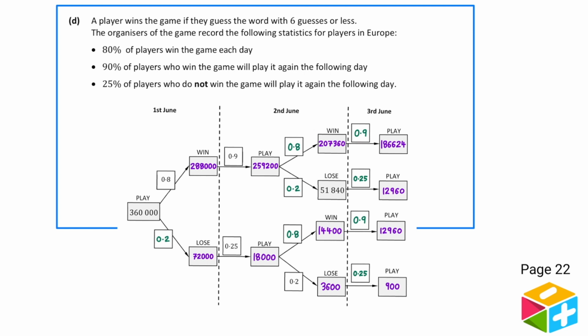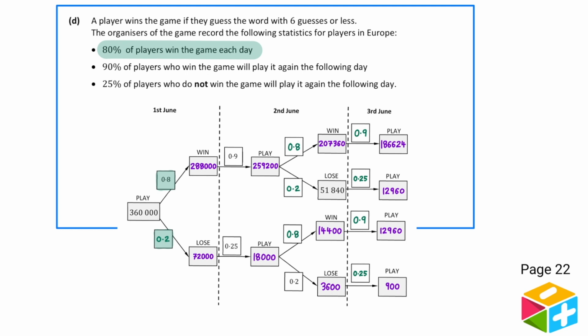Each of these players either won or lost the game, and this is the first split in our diagram. We are told that 80% of players win the game each day, which as a decimal is 0.8. That's why we have a probability of 0.8 leading to the win box. Well, if 80% of the players win, then the remaining 20% of players will lose. As a decimal, that's 0.2. So we can write the probability 0.2 on the branch to the lose box.